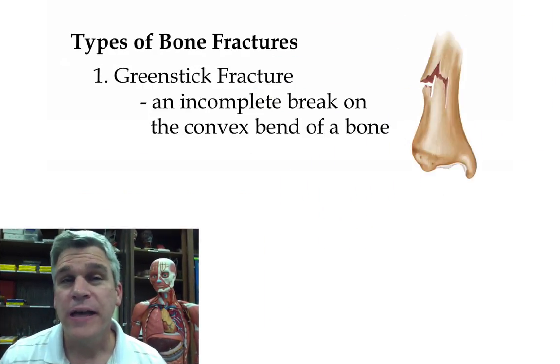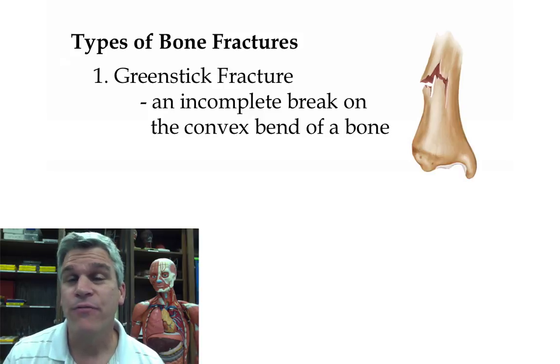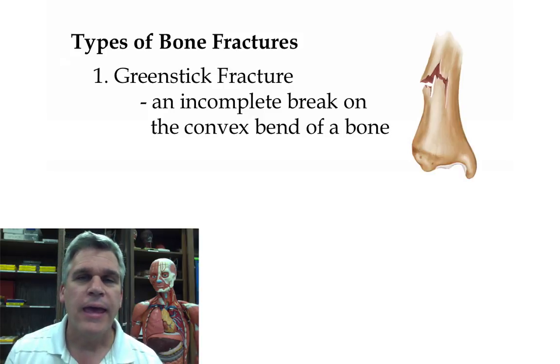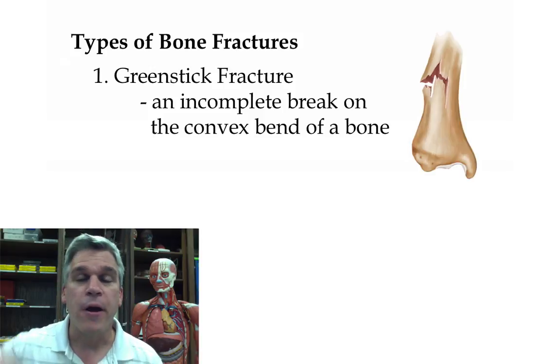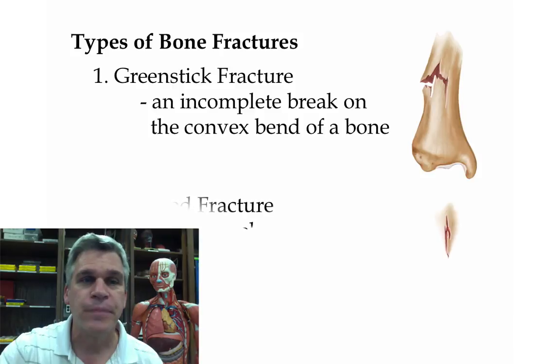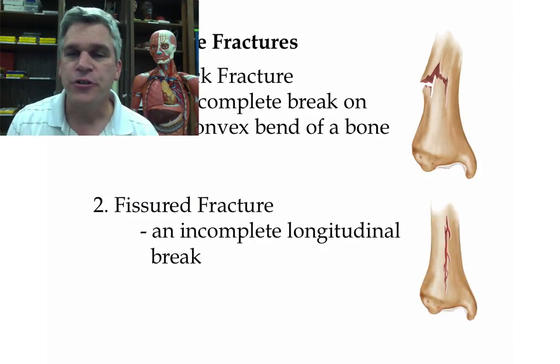Right, on your study guide, you do have different types of fractures that you see. And I just want to quickly go over them so that you're labeling these properly. But here we see what's called a green stick fracture. So this is an incomplete break on the part of the bone that bends. There is a fissured fracture.